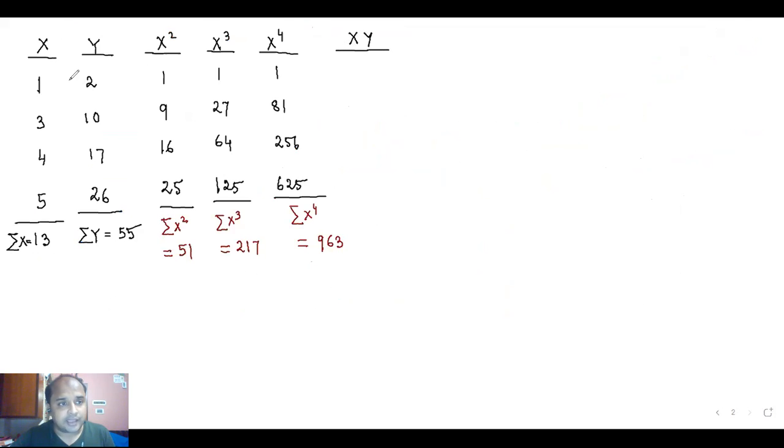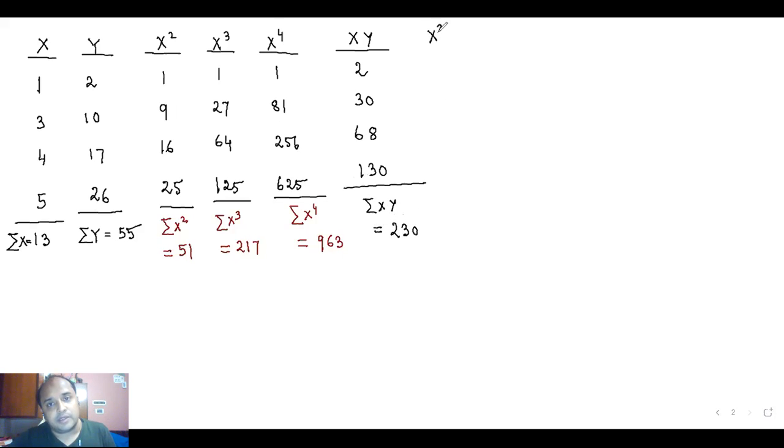XY. So XY means 2, 30, 28. No, not 28, sorry. 4 into 17, how much? 68. And 5 into 26, 130. So this is my summation XY column, whose total is 130 plus 68 plus 32. So 230.